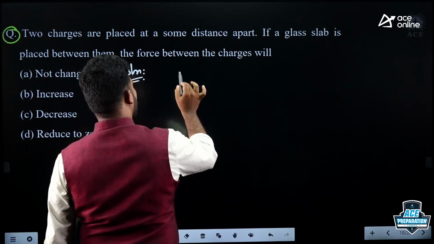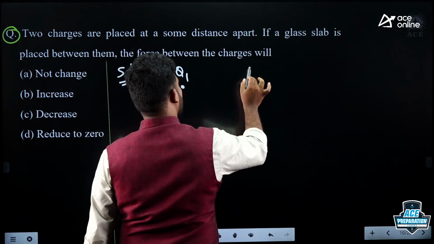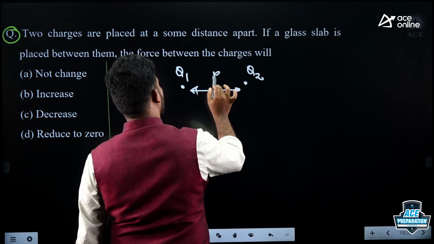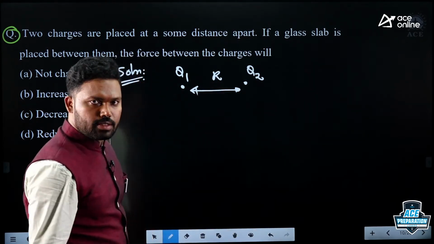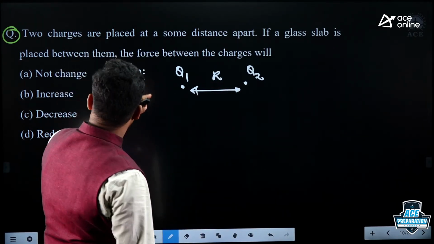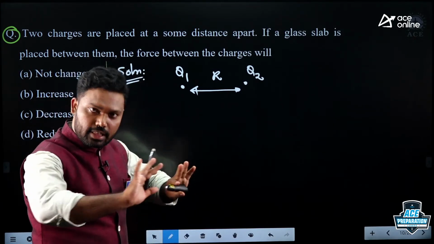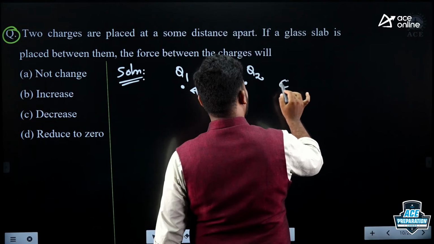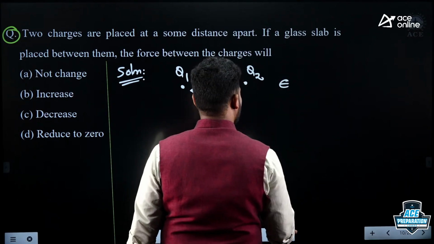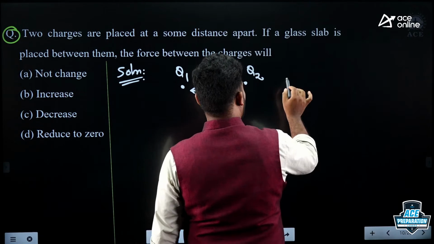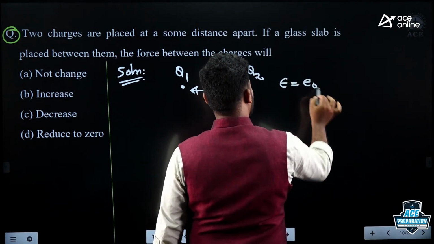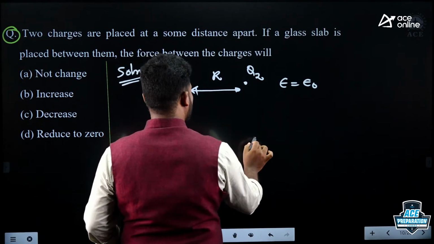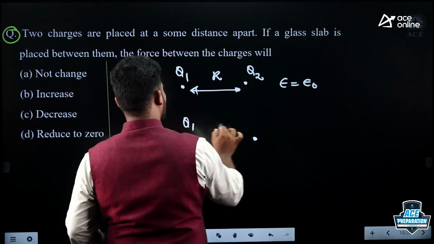There are two charges, Q1 and Q2. They are placed at a distance of r. Okay, friends? Fine. If the glass slab is placed between them, that means initially nothing was there, that means it is air. So in the first case, air is there, so epsilon is equal to epsilon naught. And later, you introduce what is called a glass slab. Here it is Q1, here it is Q2.